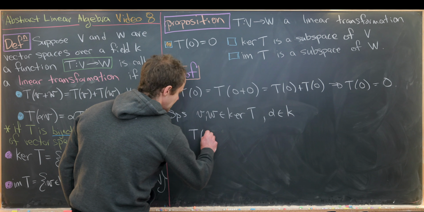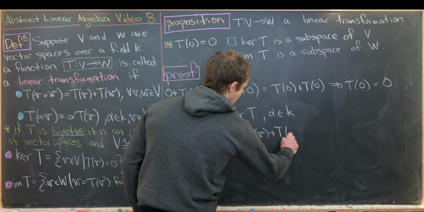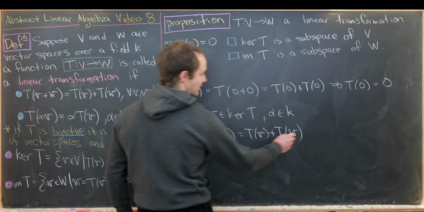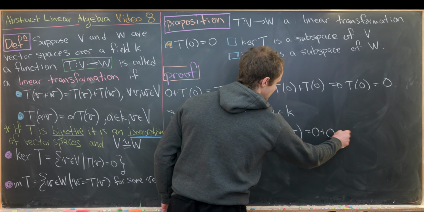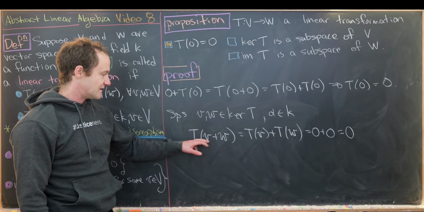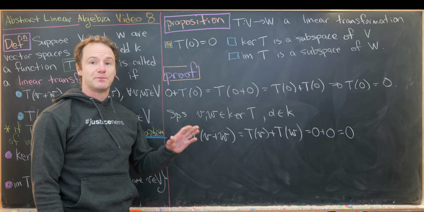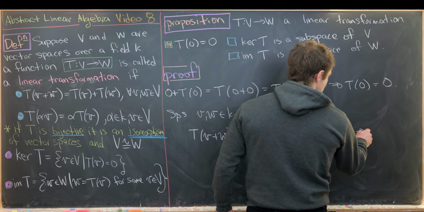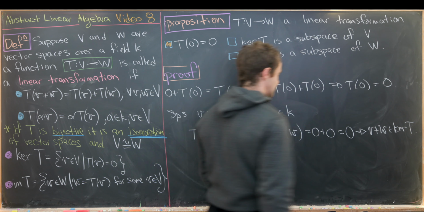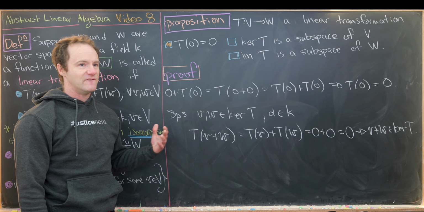So let's look at T of v plus w. Since this is a linear transformation, we can write it as T of v plus T of w. But since v and w are both in the kernel, this is just the 0 vector plus the 0 vector, which is the 0 vector. So we see that if we evaluate v plus w with the linear transformation T, we end up with the 0 vector, but that's exactly what we need for v plus w to be in the kernel of T. So we've shown that the kernel of T is closed under vector addition.